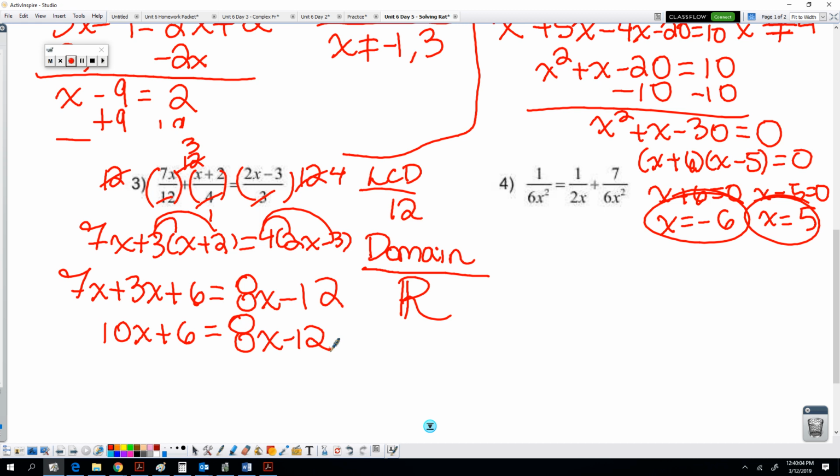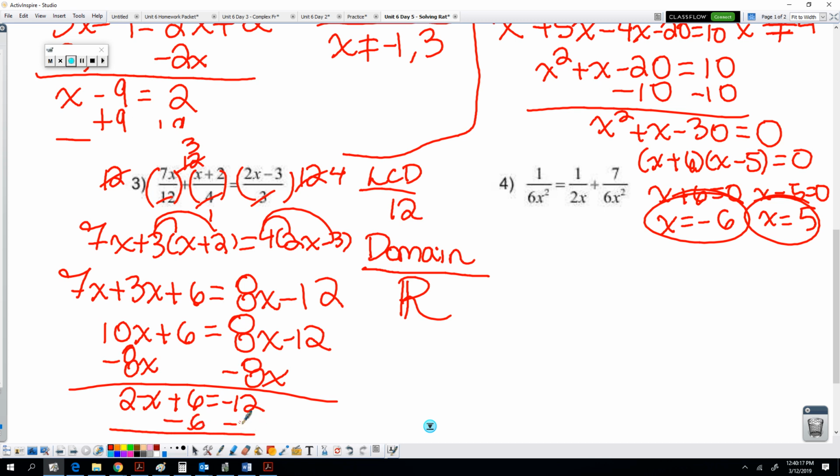And now all we're going to do is solve. Subtract 8x on both sides. And then I'm going to subtract 6 on both sides. So I get 2x is equal to negative 18, divided by 2, and my x equals negative 9.